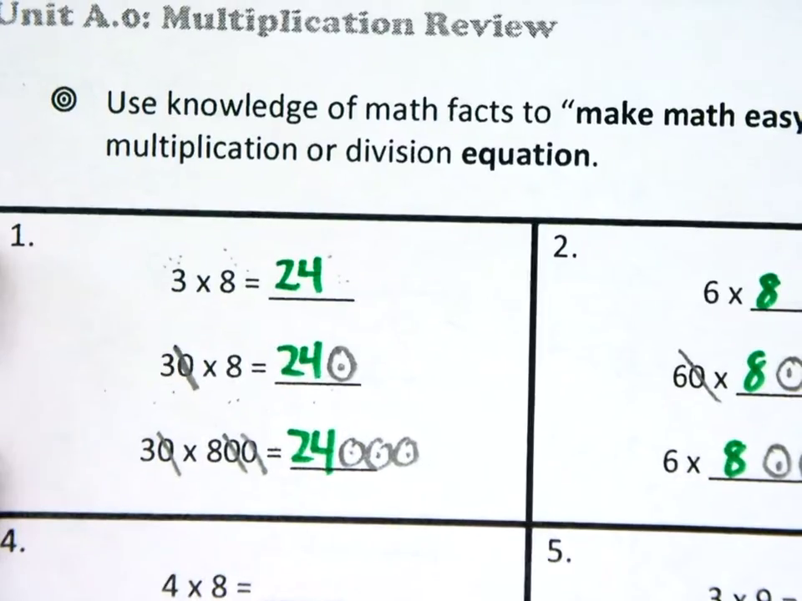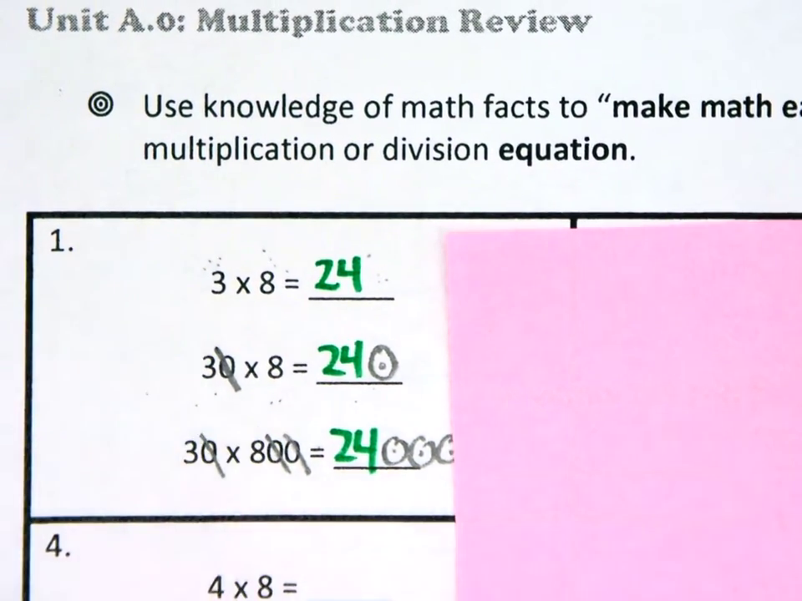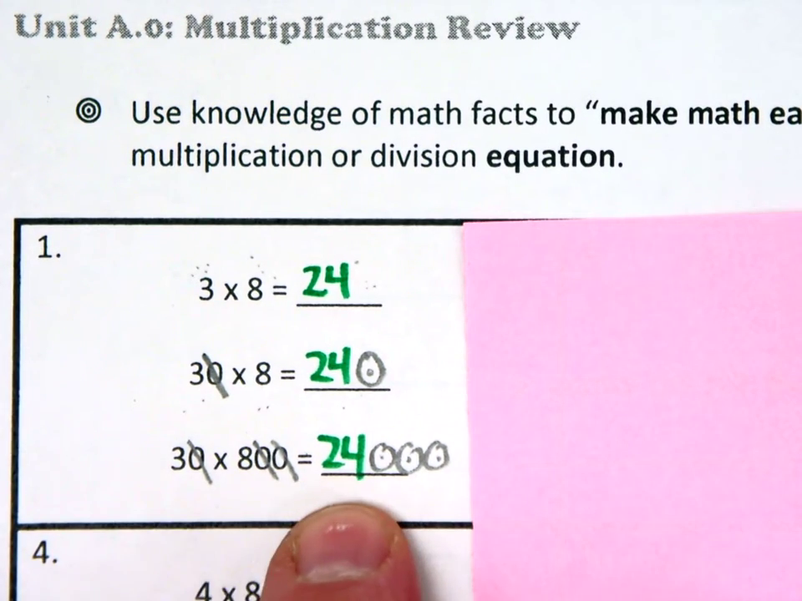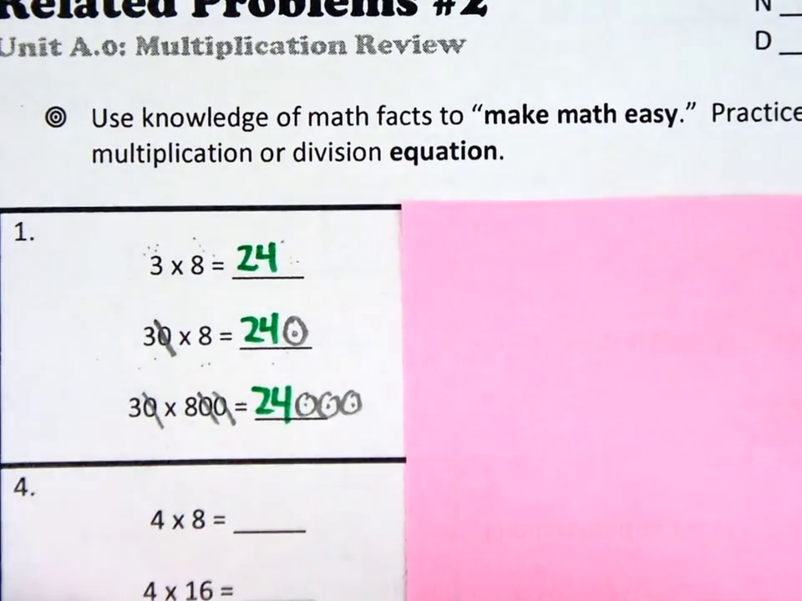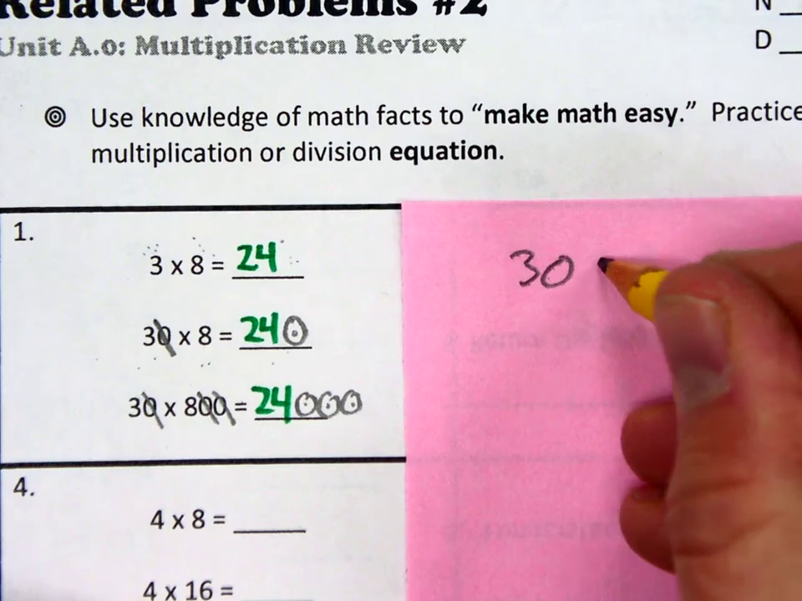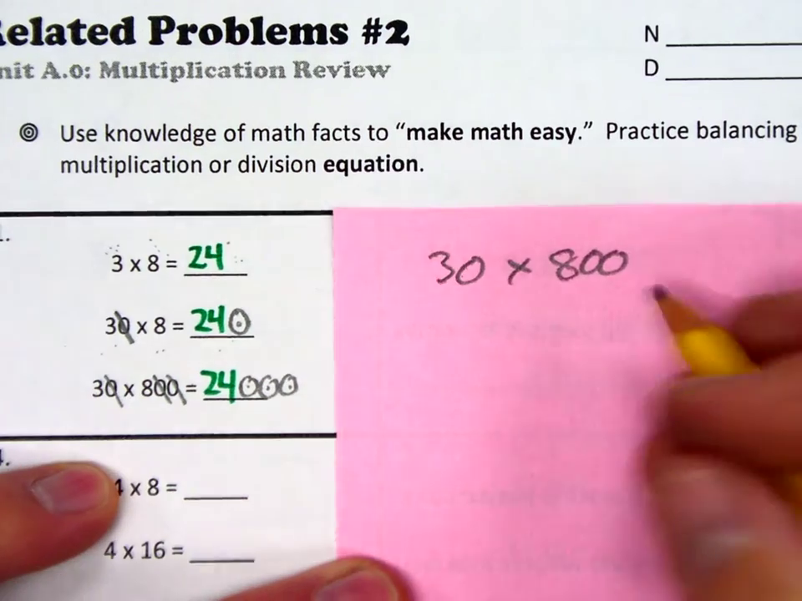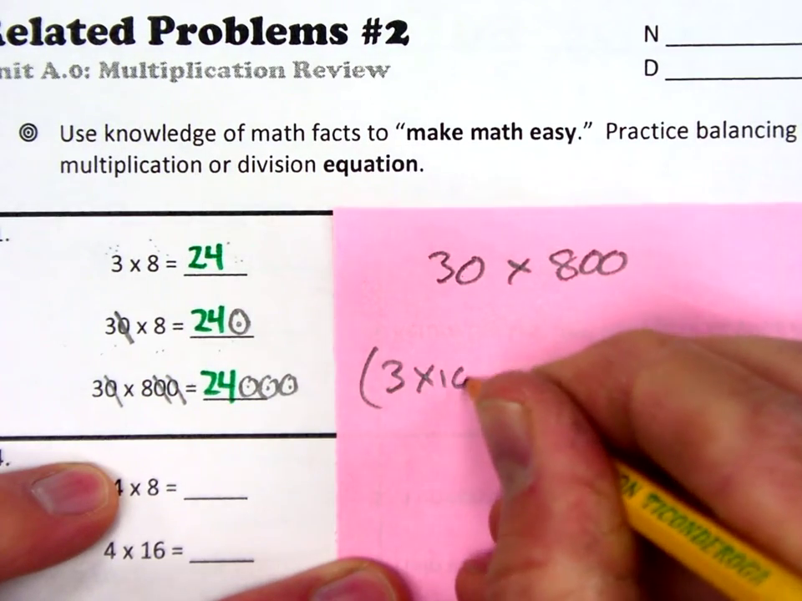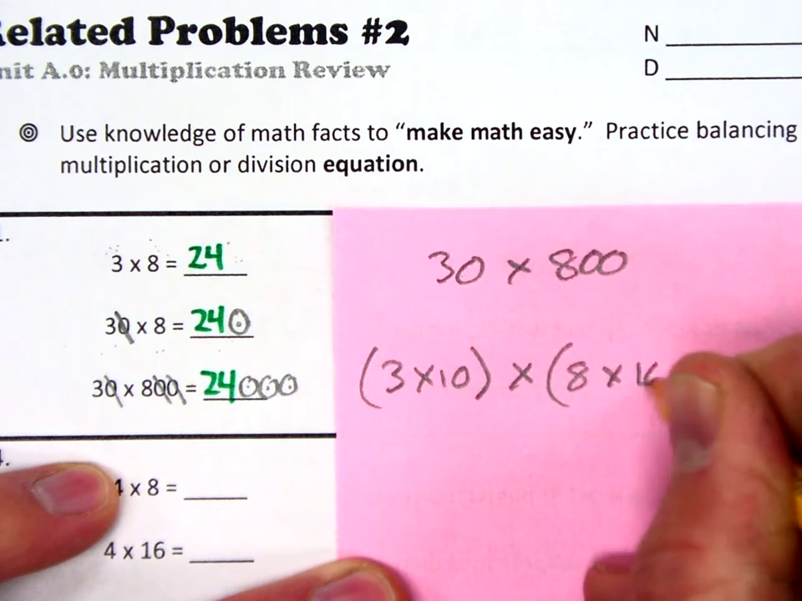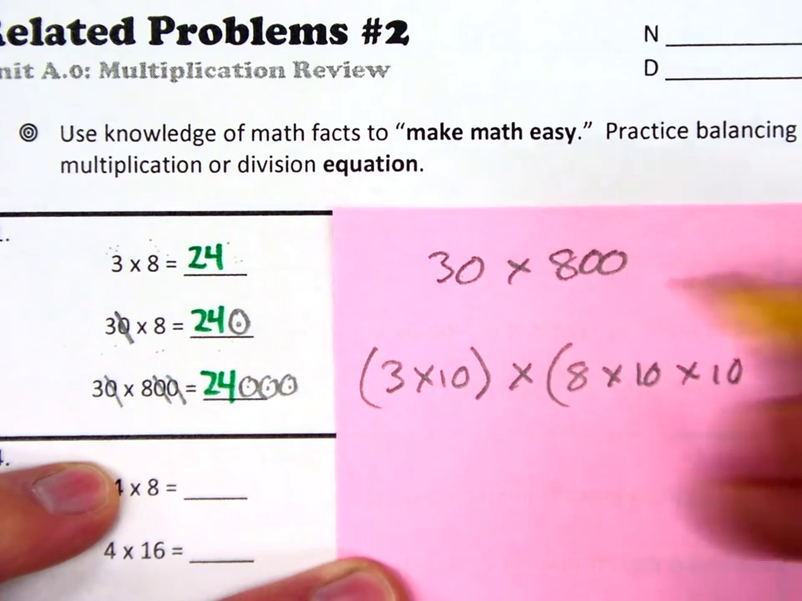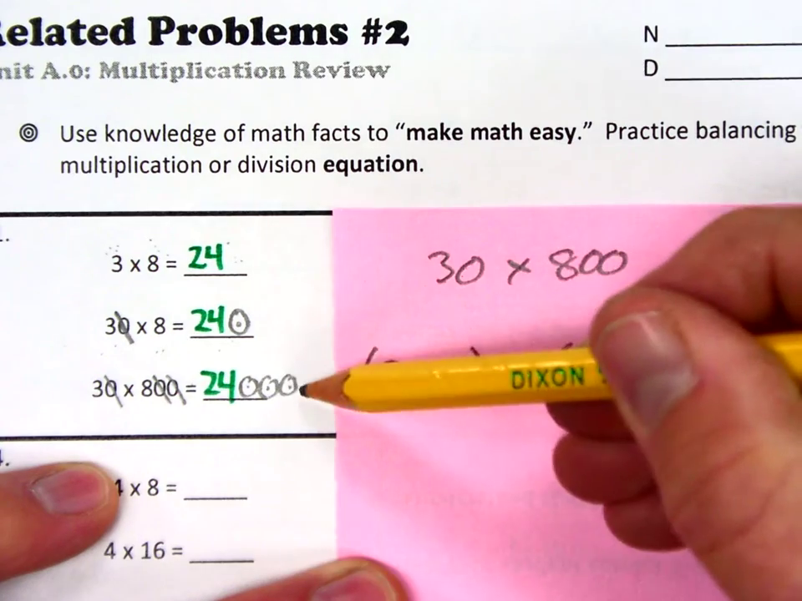I'd like to quickly show then why does this work? What's going on here? I'm going to show you with this problem right here. I'm going to zoom out just a little bit because I want to show a little bit deeper of the concept of balancing it. If I have 30 times 800 like this, and I'm trying to figure out what that's going to equal, then I need to remember this. 30 is 3 times 10, and I'm multiplying here by 800, which is 8 times 10 is 80, times 10 is 800, and that's going to equal, on this side, 24,000.